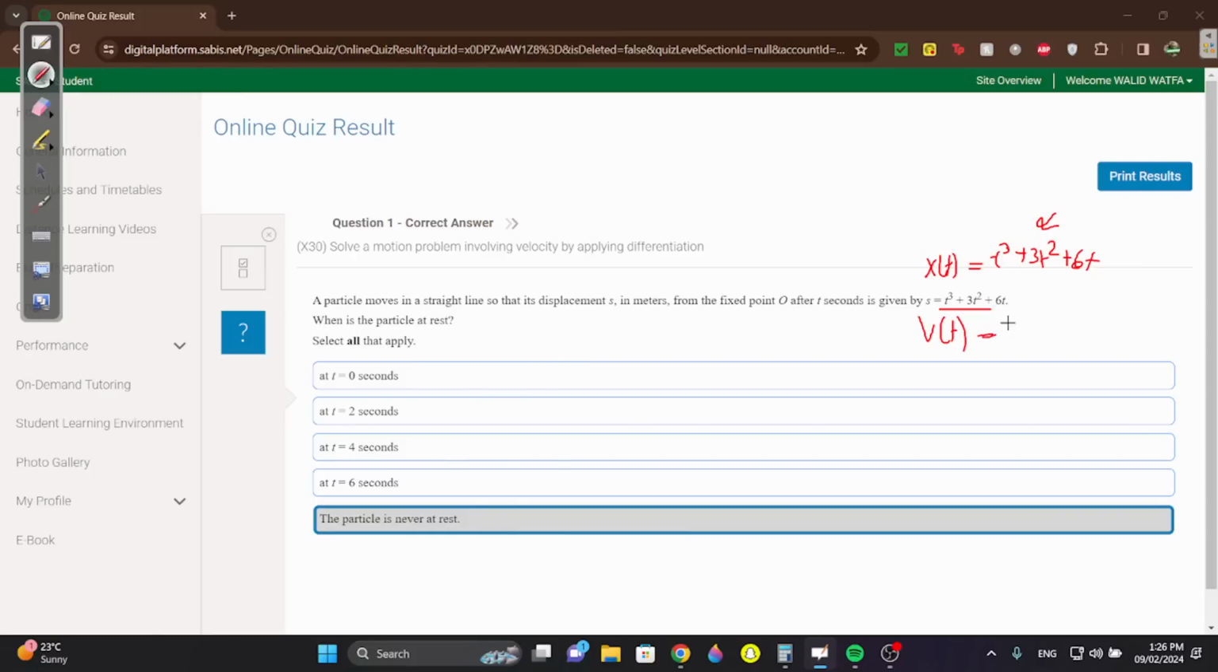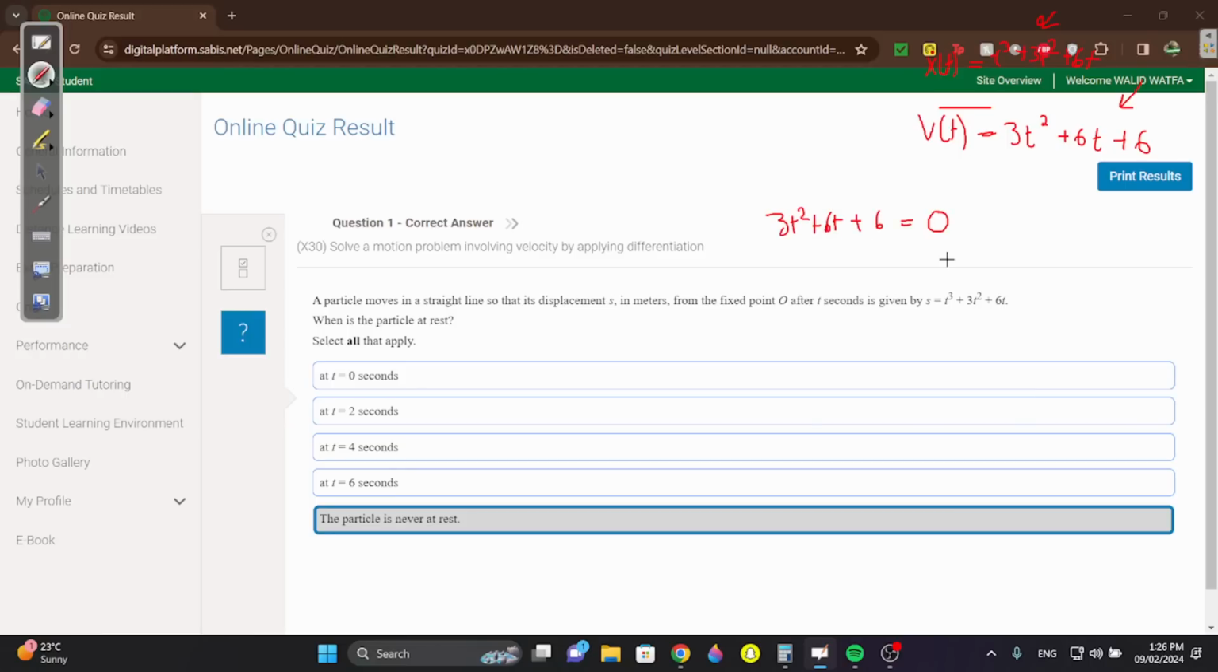How do we find it? Derive it. 3 times 1 is 3t, reduce the exponent by 1 to t squared. 3 times 2 is 6, reduce it by 1, it's t. 1 times 6 is 6. Okay, so you get this. We want this, 3t squared plus 6t plus 6.